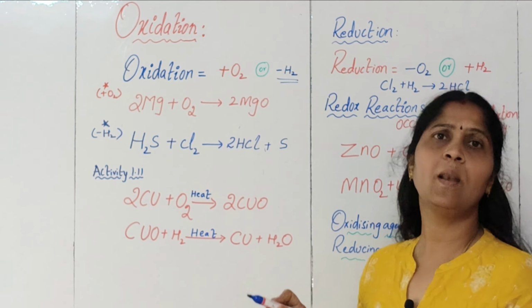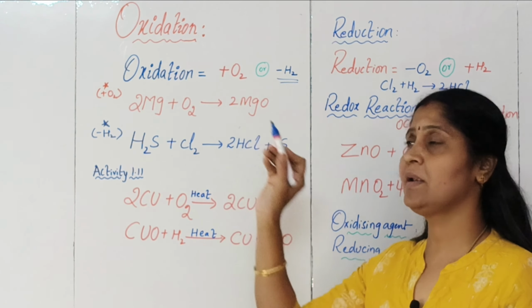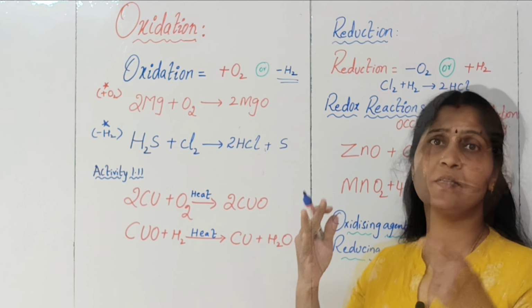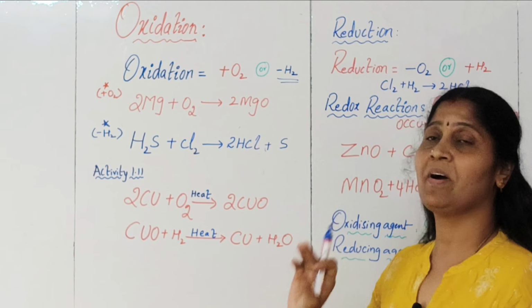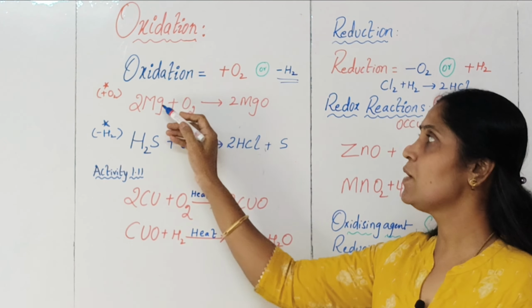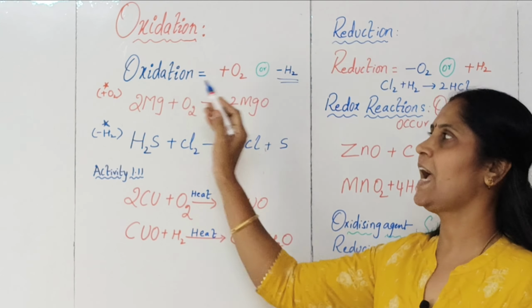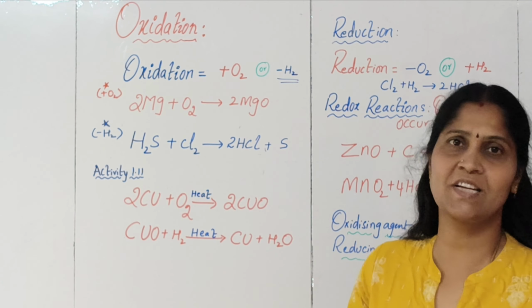As you can see, when magnesium ribbon is burnt in the presence of oxygen, it burns with a dazzling flame, if you remember, giving rise to a white powder of magnesium oxide. So here what is happening? Oxygen is getting added to magnesium. So this is an oxidation reaction.